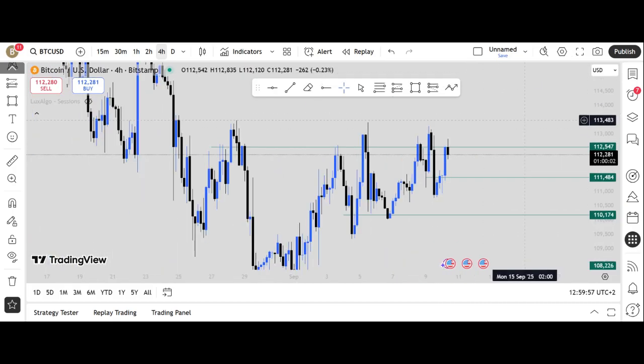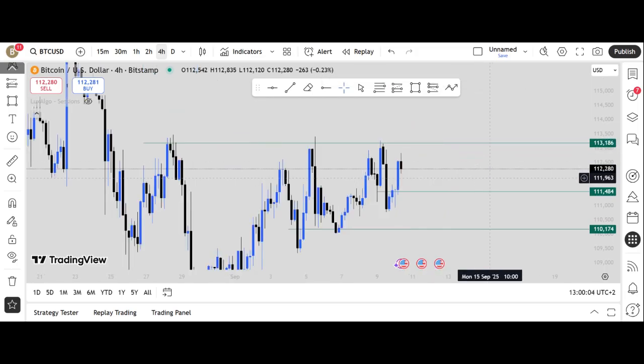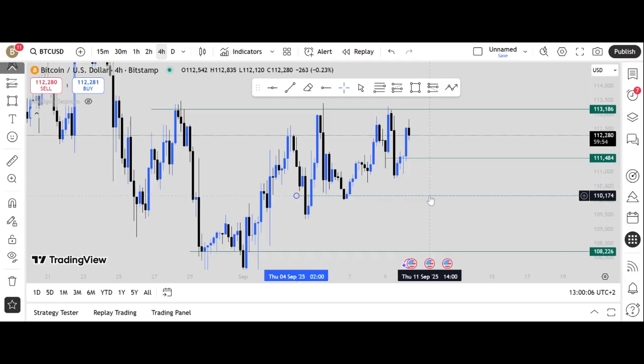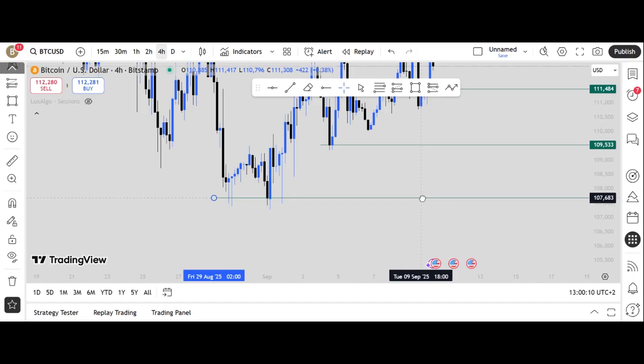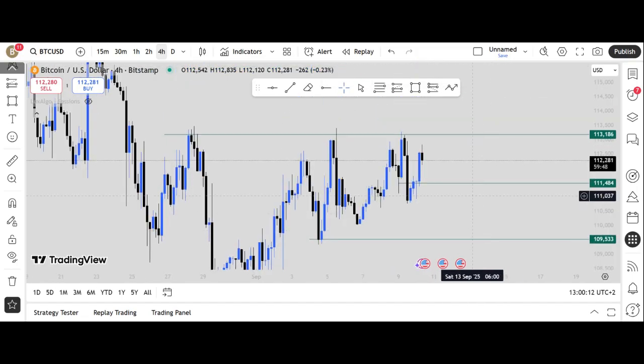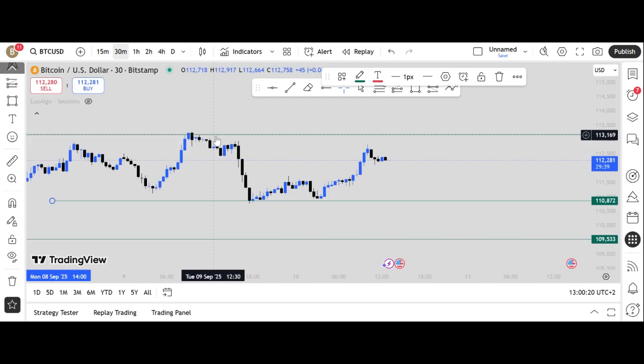So right now we adjust our levels. So we have this level. This will be our major resistance, and we'll adjust this. These are just minor levels. This is our major support. So this will be our minor support, and this will be our major resistance. So going back to the 30 minutes time frame for me to catch trades.